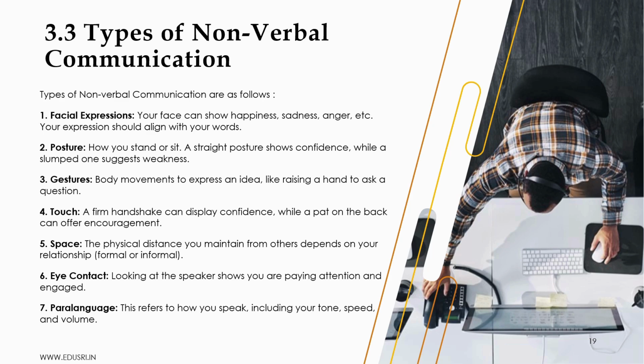Third, gestures, movements of the hands or body used to express ideas. Fourth, touch. A firm handshake can show confidence, while a pat on the back can show encouragement. Fifth, space. The physical distance we maintain from others, depending on the formality of the relationship. Sixth, eye contact. Looking at the speaker shows you are attentive and engaged. And seventh, paralanguage. This includes how we speak, such as tone, speed, and volume.